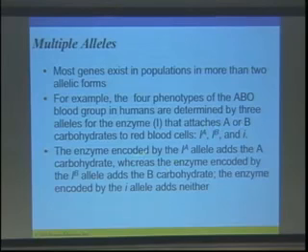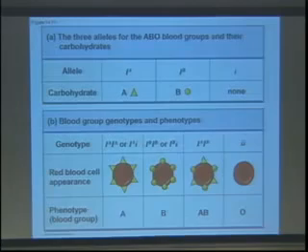And what this gene does is it encodes an enzyme that adds a carbohydrate group onto proteins on the blood cell. It adds the A carbohydrate when it's the A allele, it adds the B carbohydrate when it's the B allele, and the little i enzyme adds neither. So that's why it's called O, nothing.